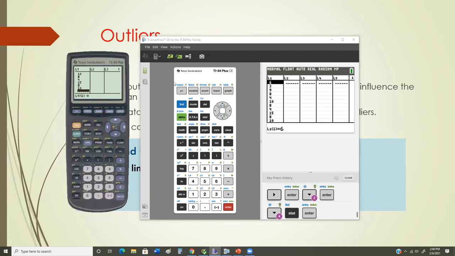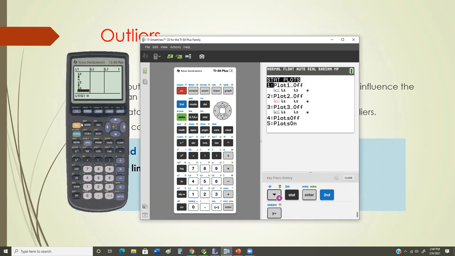So everybody look on my screen and on your calculator. Do you see where my mouse is? Do you see this option called stat plot, and on the TI-83, it's right here in yellow, stat plot. Do people see that? Yes. All right, so you have to hit second function, then y equals, second function, then stat plot. Second function, stat plot. And it should take you to this screen where it says stat plots.